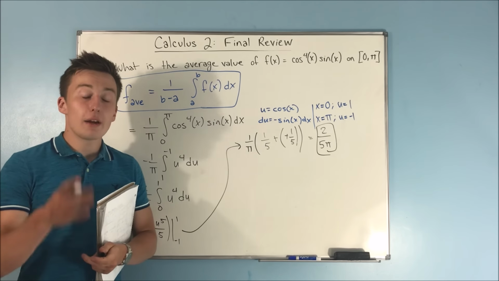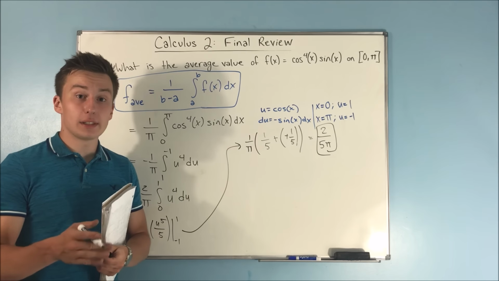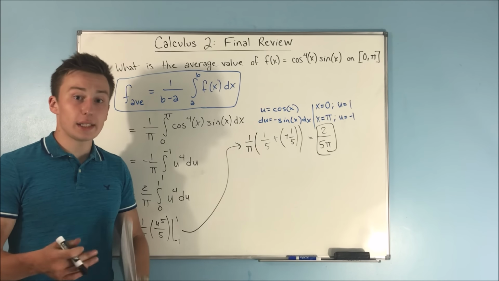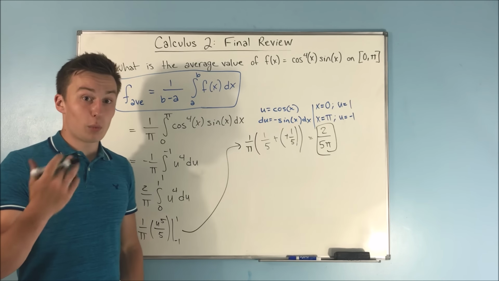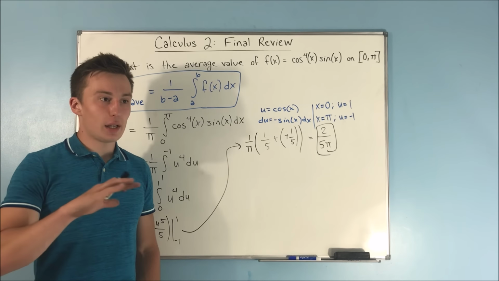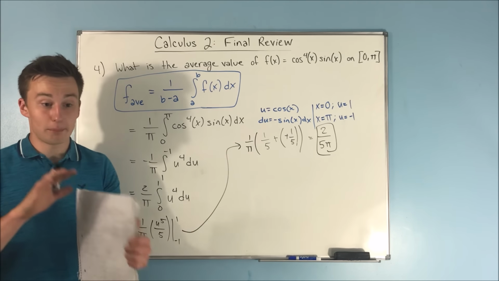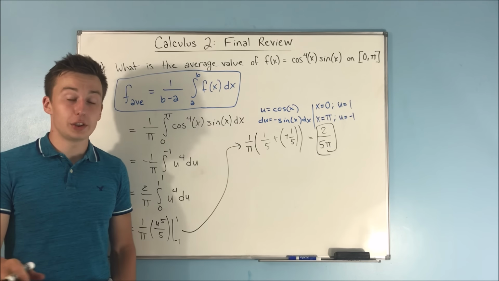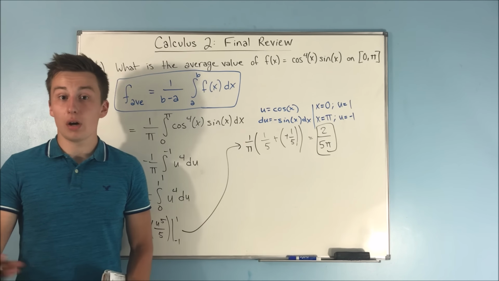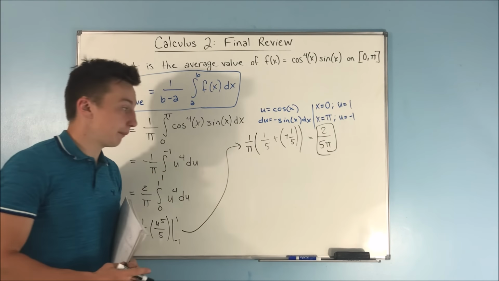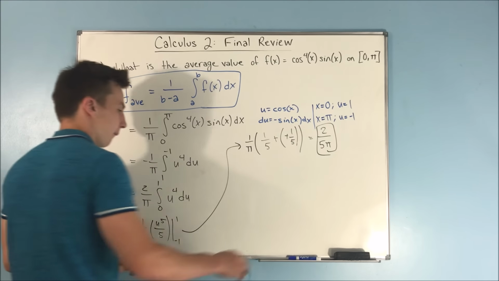Now you can do that if you're absolutely certain that there is symmetry. I've run into cases in Calc 2 where I wasn't sure if there was symmetry, and I always just made sure that I didn't go with it. I was just like, okay, let's leave it as it is. I'm not going to change it to something that I don't know if there is symmetry or not. So just a little tip there.